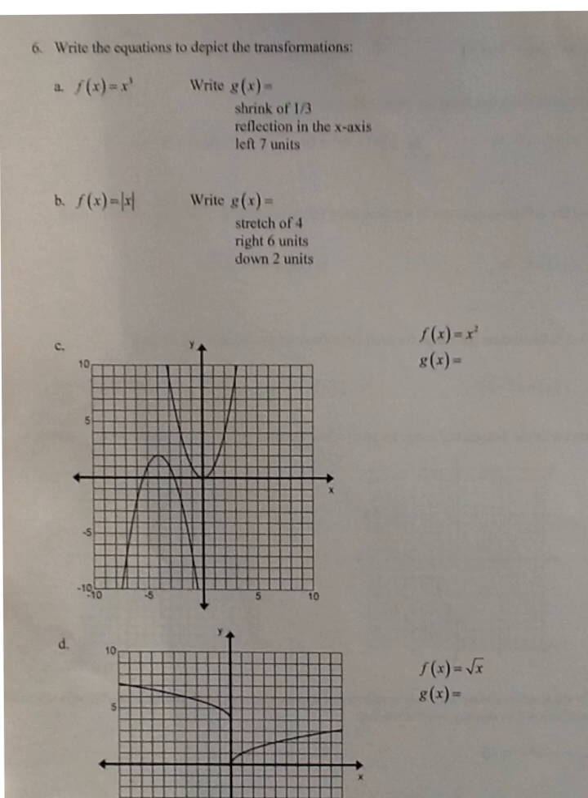So it should look like this, your transformation. Negative, that's the reflection over the x-axis, times 1/3, the shrink, times your y, which is going to have an x, and then it's to the left, so we want to move it left and right, so it has to go just with the x, plus 7.